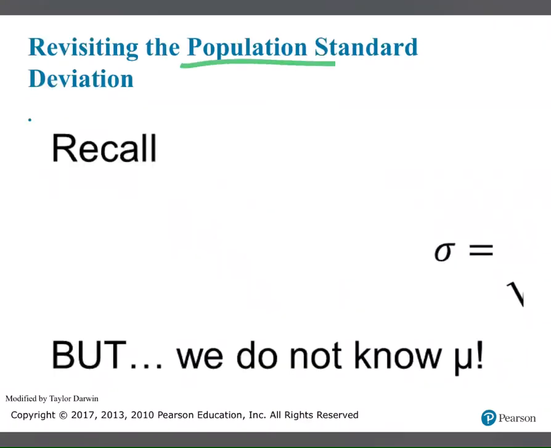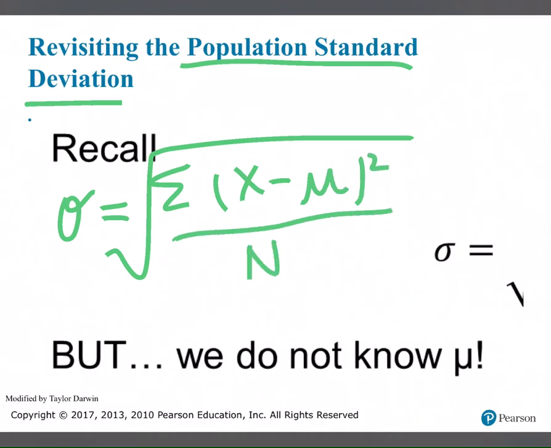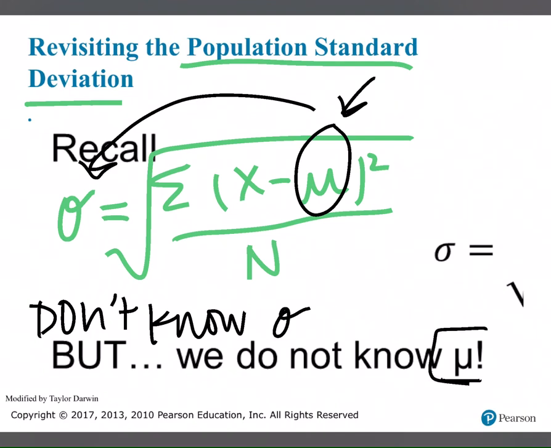Okay, let's remember population standard deviation. We're not going to do it, I promise. And this slide's messed up, but just remember the formula. For the formula, we needed mu, but we don't know mu. And if we don't know mu, then we also don't know sigma, right? We need mu to find sigma. So if we don't know mu, we don't know the standard deviation.